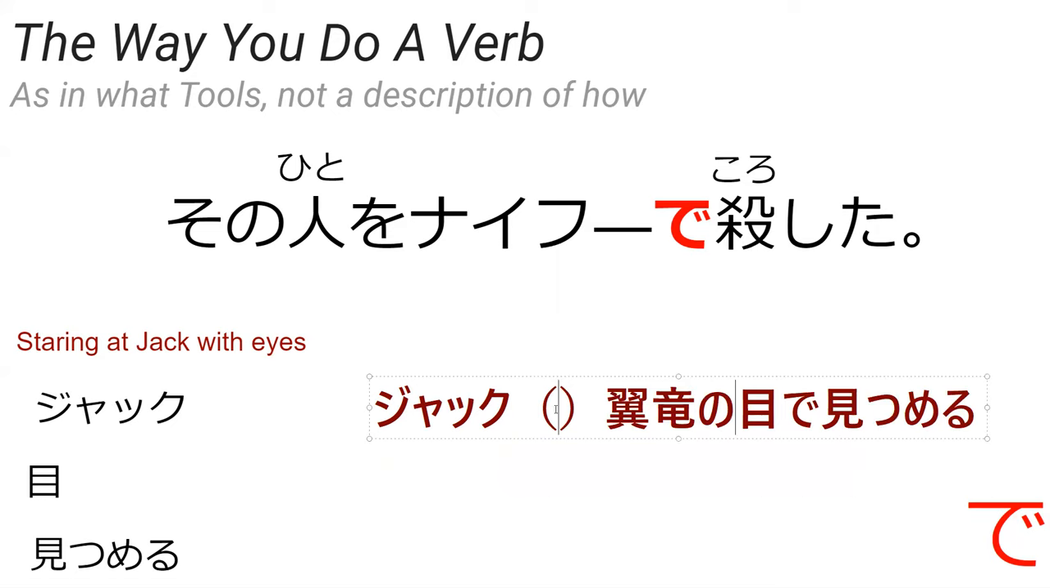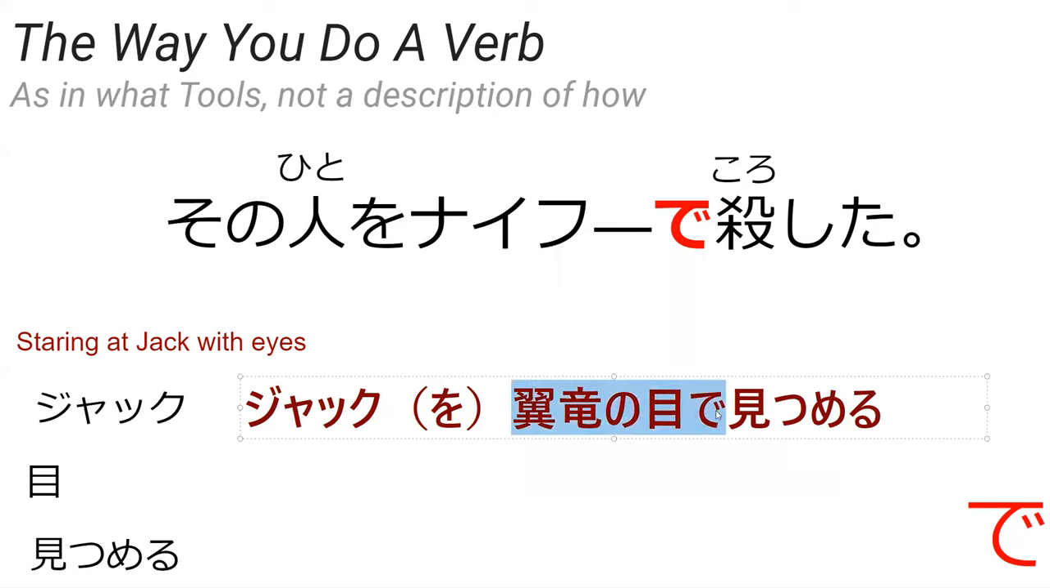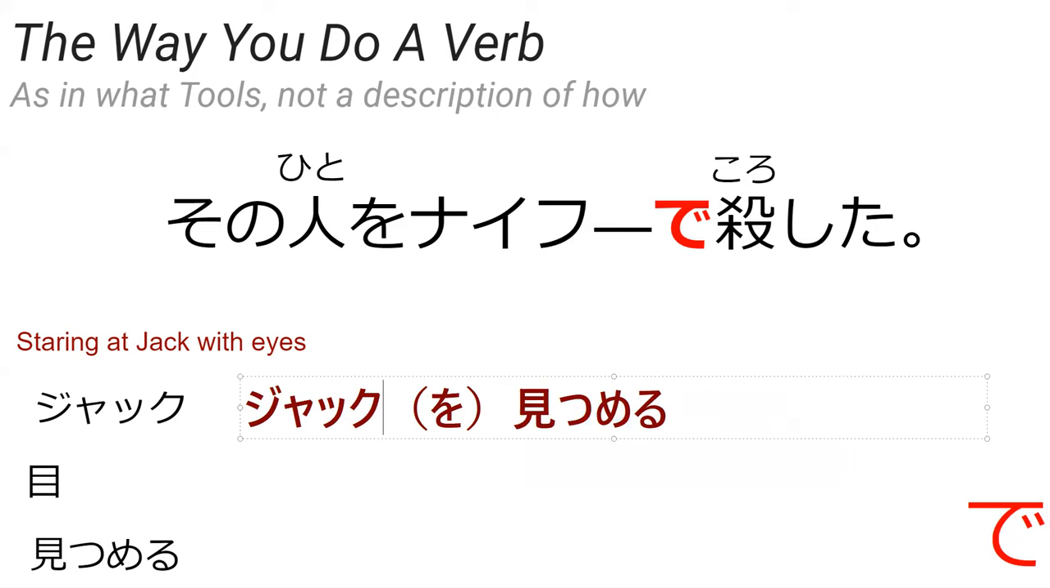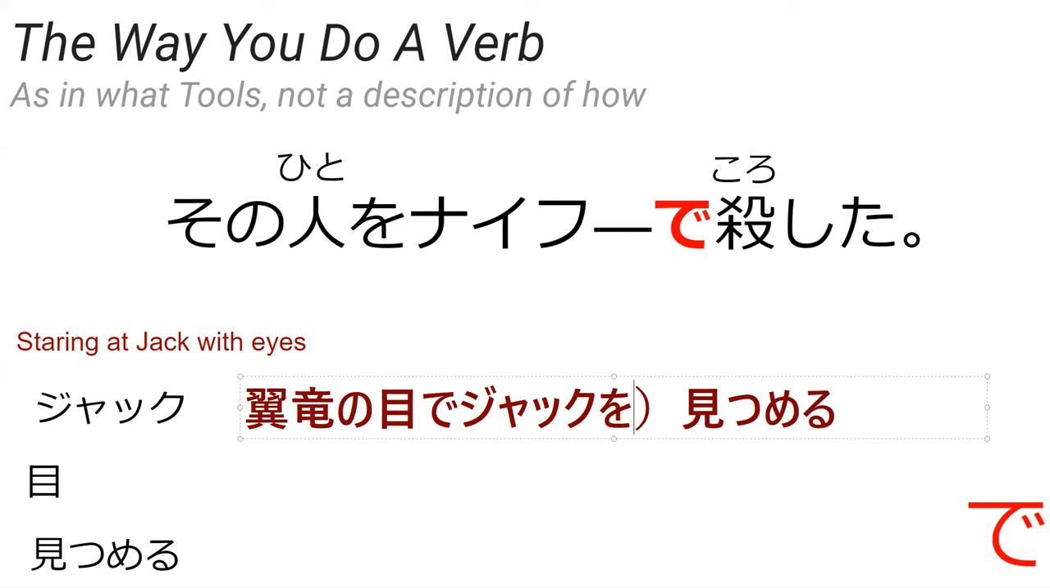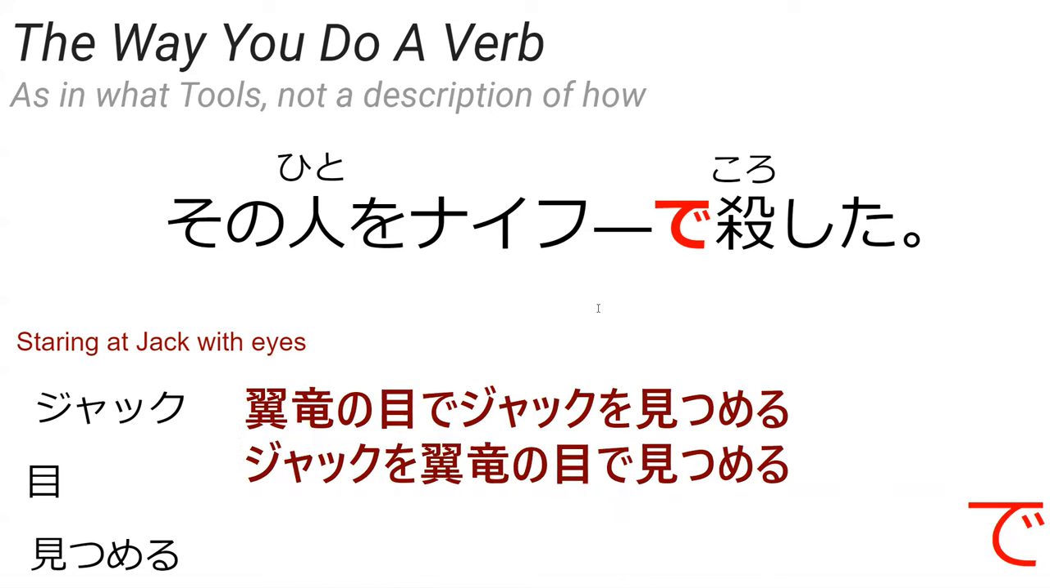So what particle do you think Jack would get? Because Jack's not the subject of the sentence, he's the object of the sentence. Jack o. Perfect. The fun thing with this de is that we can put it wherever we want. We could put it there or here. It doesn't change the meaning in any way, other than aesthetics, the way they wanted to say it. That's why Japanese has particles, so you can move things around.